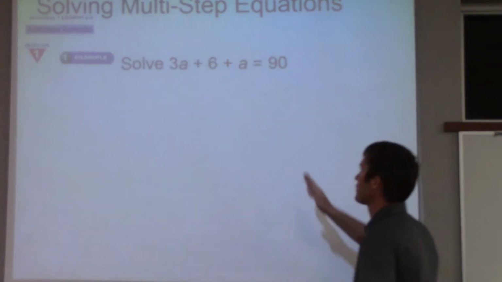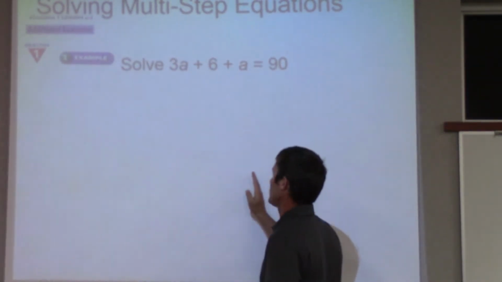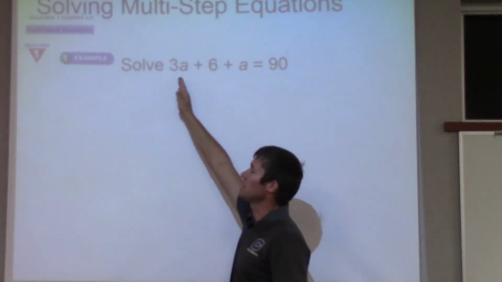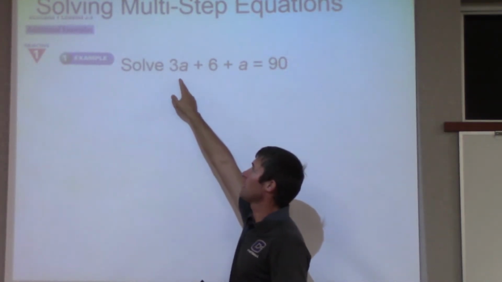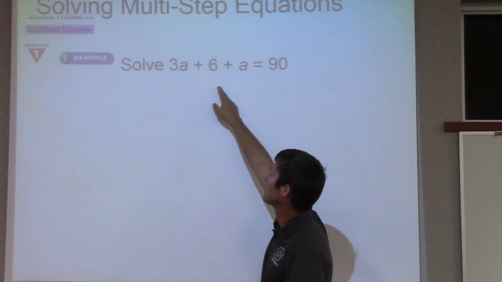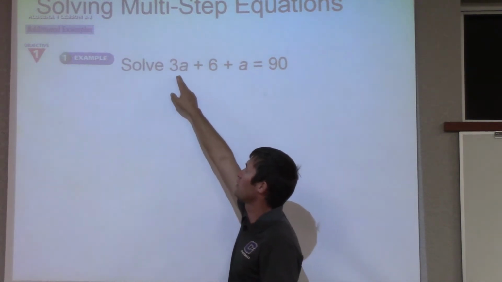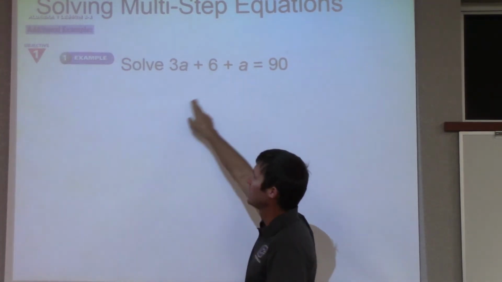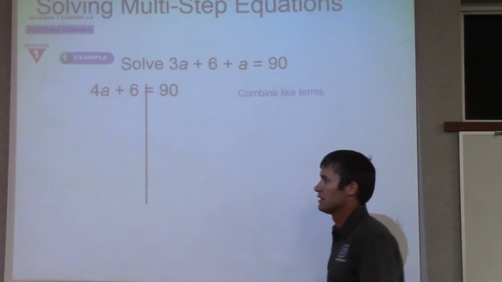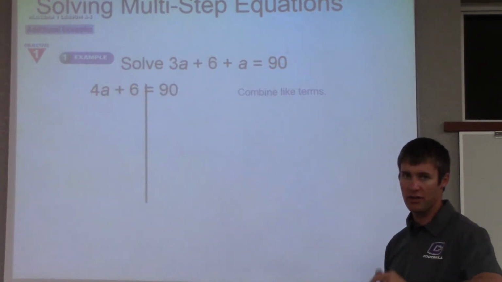If I were to draw that line again, I'd have two sides of the equation. I look to the left-hand side. On the left-hand side, I have 3a plus 6 plus a. So I can combine 3a plus a, which gives me 4a. So once you have that, now you have that left-hand side.